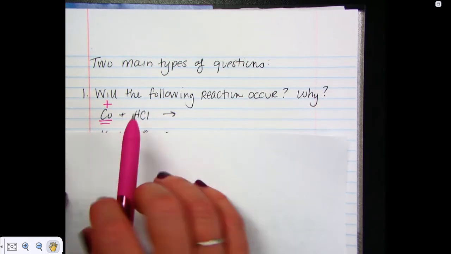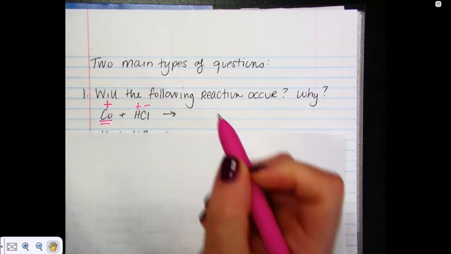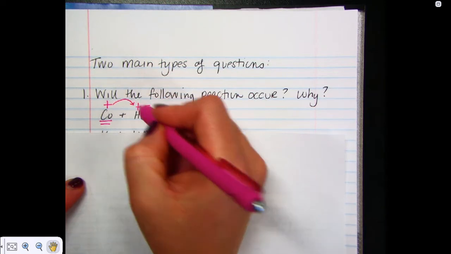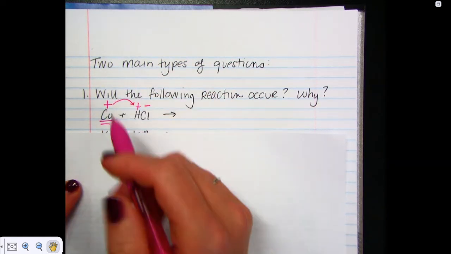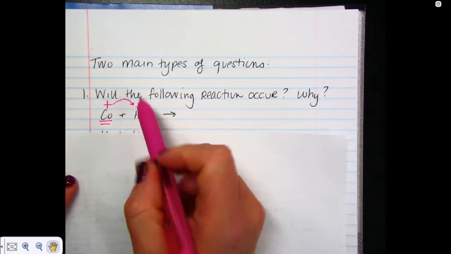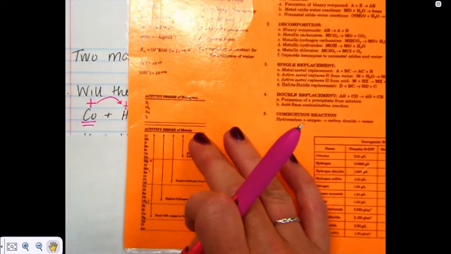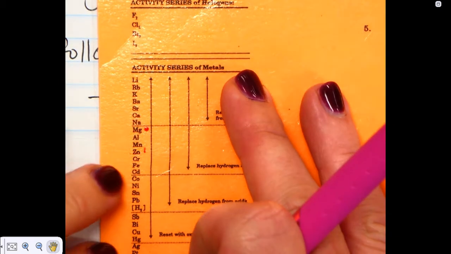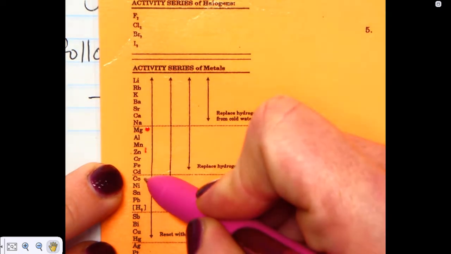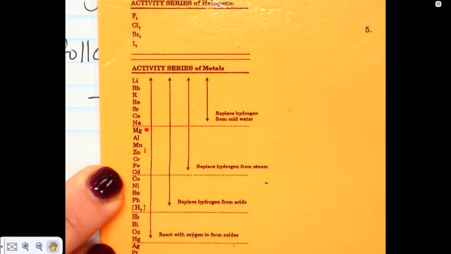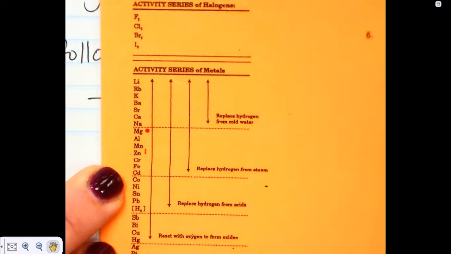So look at my compound. Hydrogen is positive, chlorine is negative. So who is cobalt trying to replace? It's trying to replace the hydrogen to pair with the chlorine. So I need to look on my list at the relationship between cobalt and hydrogen. All right, so let's go to my list. And I'll zoom in. All right, so where is cobalt? Cobalt is here, and there's hydrogen. So cobalt is above hydrogen on the list. So cobalt is more active than hydrogen.